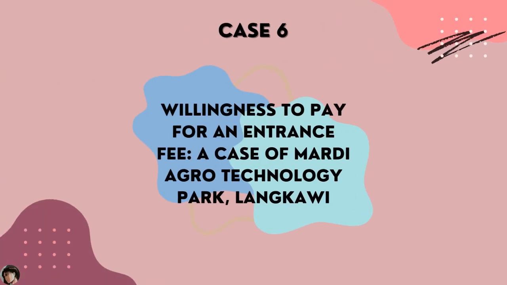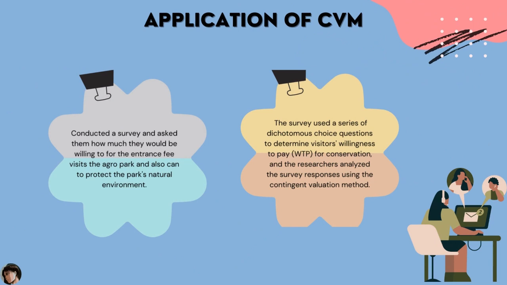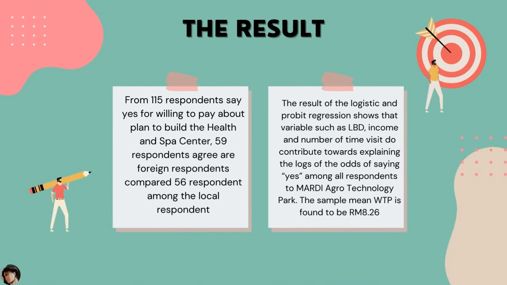Case 6. Willingness to pay for an entrance fee, the case of Mardi Agro Technology Park, Langkawi. The problem of case 6 is that there is a lack of facilities there and it needs improvement to guarantee tourist satisfaction. The objective of case 6 is to identify the entrance fee for Mardi Agro Park, Langkawi, using the contingent valuation method. The CVM method was used by conducting a survey and asking them how much they would be willing to pay for an entrance fee to visit the agro park, and also to protect the park's natural environment. Of 115 respondents who said yes to being willing to pay, about plan to build a health and spa center, 59 respondents are foreign compared to 56 among the local respondents.